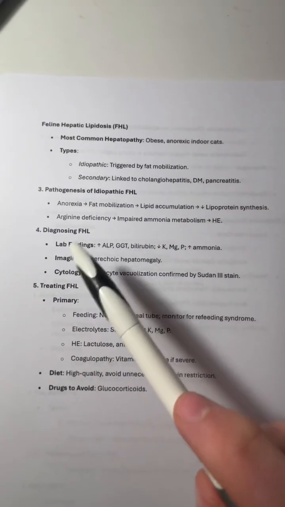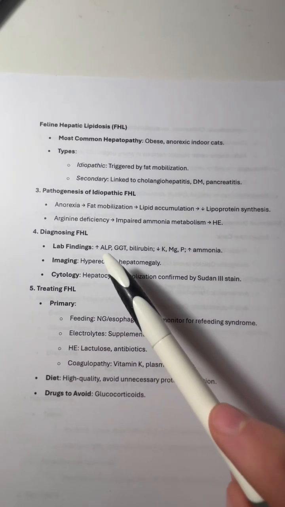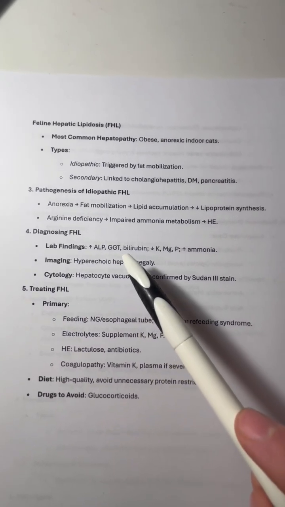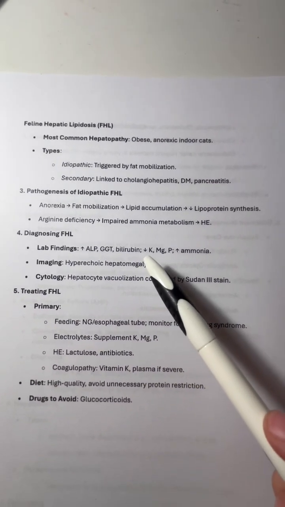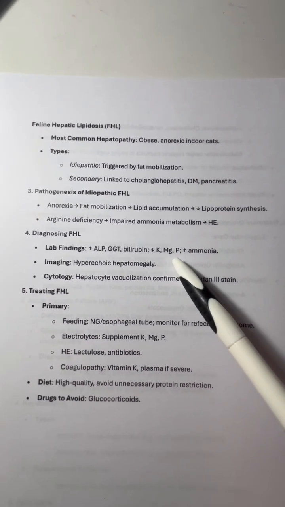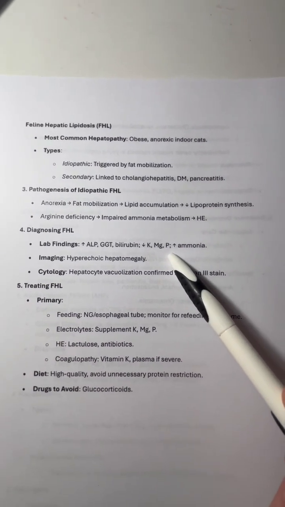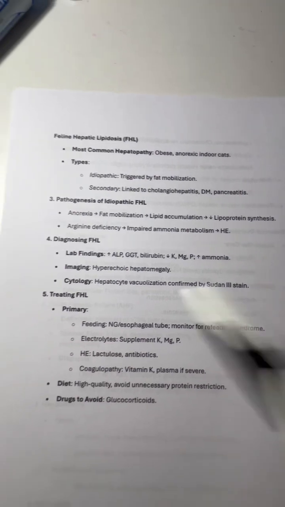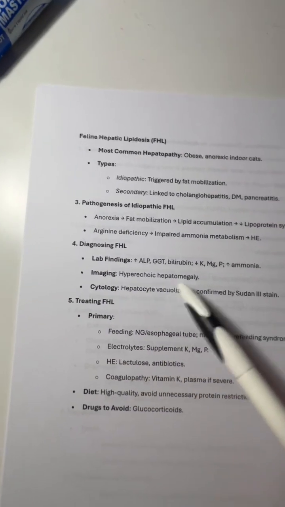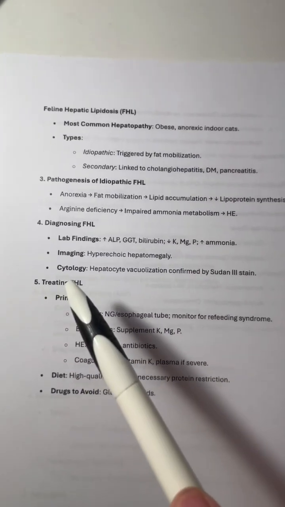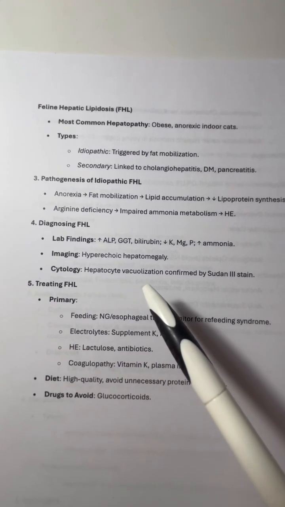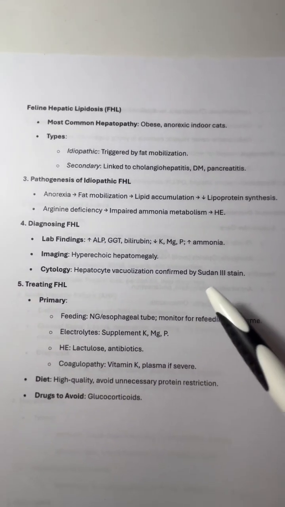In the diagnosis, in the lab test, you'll see increased ALP, increased GGT, and increased bilirubin, and you'll see decreased potassium, decreased magnesium, and decreased phosphate. Ammonia will also increase. For the imaging, you'll see hyperechoic hepatomegaly. For the cytology, you can see hepatocyte vacuolization, and it can be confirmed with Sudan III staining.